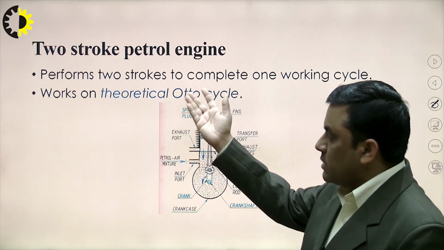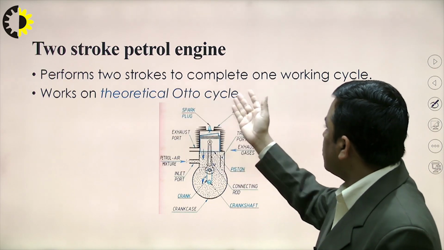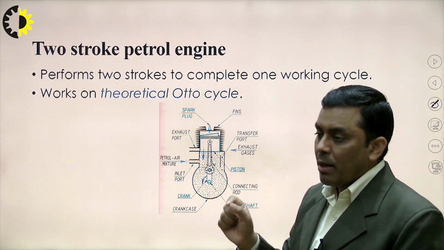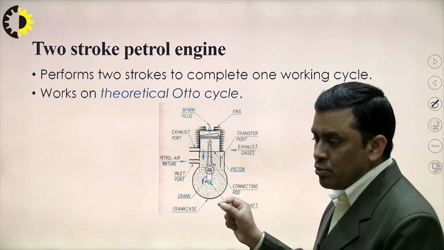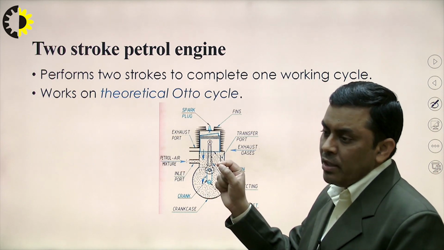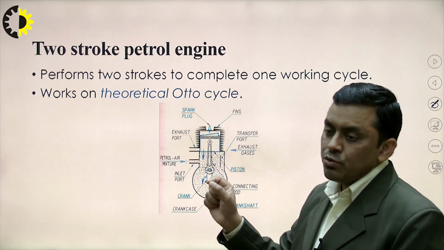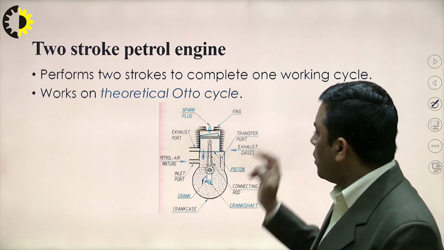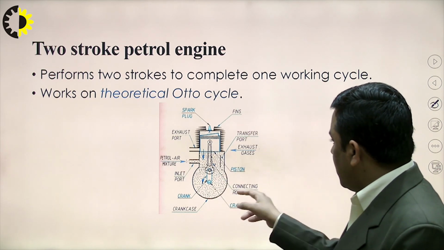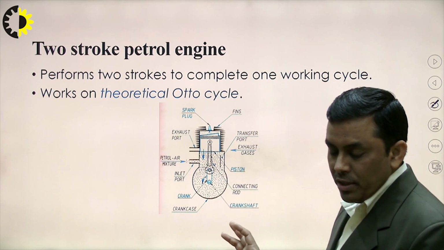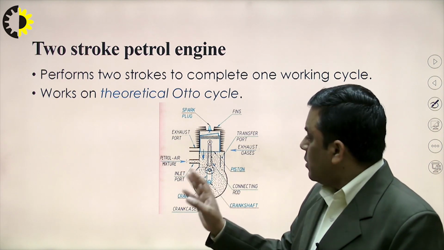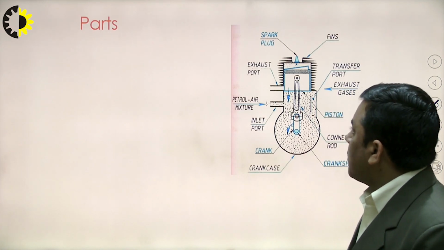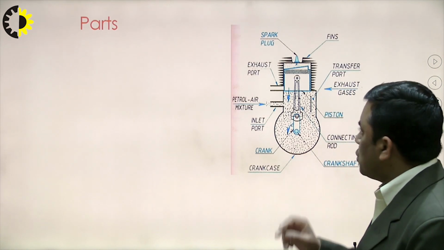Here it is written, performs 2-stroke to complete one working cycle. It means the expansion stroke or power stroke will be available in 2 movements of piston, and 2 movements means 2 movements of stroke length, and it is working theoretically on Otto cycle. So here we can see a 2-stroke engine. The difference between the construction in 2-stroke and 4-stroke I will come to in my next slide. So one by one we are coming to the parts of the 2-stroke engine.